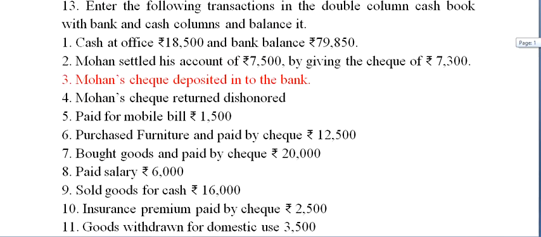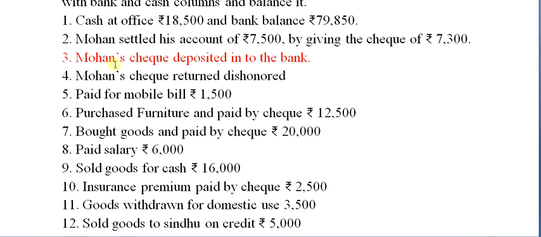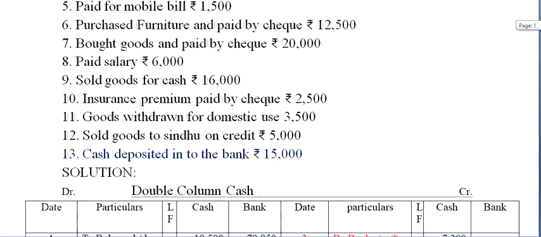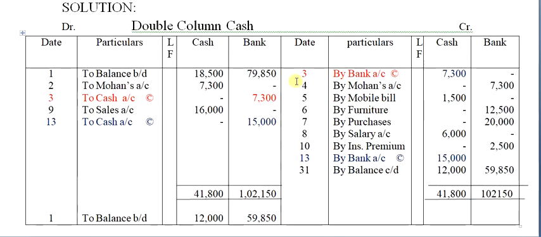Moving on to the third transaction: Mohan's check deposited into bank. Now we have already considered the check as cash. Since it has been deposited into the bank, it is a contra entry which affects both sides of the double column cash book. Third transaction, by bank account. That is a contra entry, 7,300.